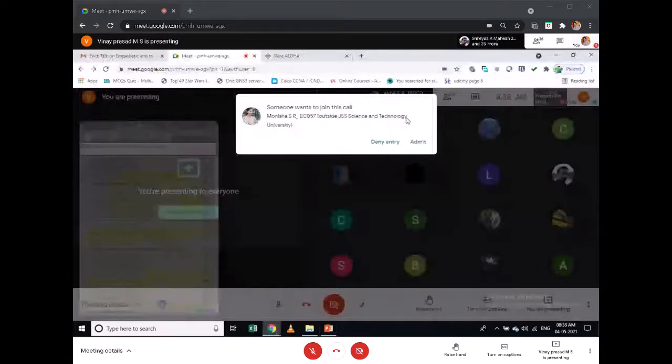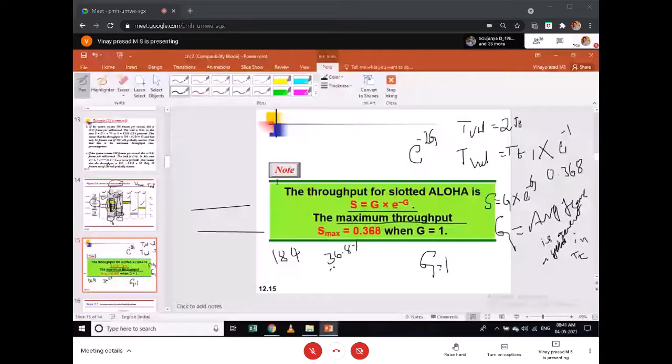Okay. So in pure ALOHA we were only able to get 18.4%, but by making this modification, we are now able to get an efficiency which is double that of pure ALOHA, which is 36.8%.